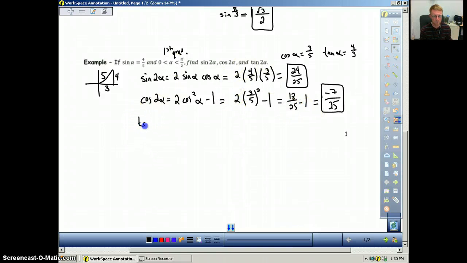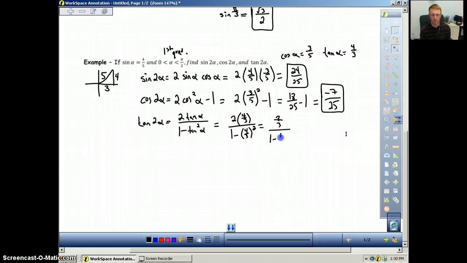So now we go to the tangent. The tangent of 2 alpha is equal to 2 times the tangent of alpha over 1 minus the tangent squared of alpha. And again, we're just going to plug these values in. 2 times 4/3 on top, 1 minus 4/3 squared on the bottom. So simplifying this, we get 8/3 on top, and we get 1 minus 16 over 9 on the bottom.